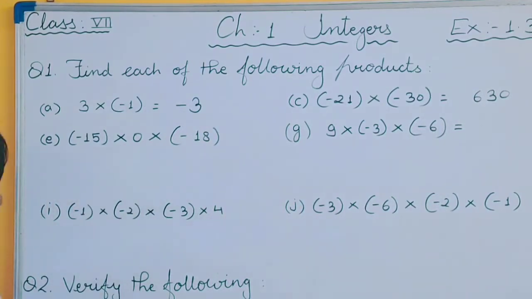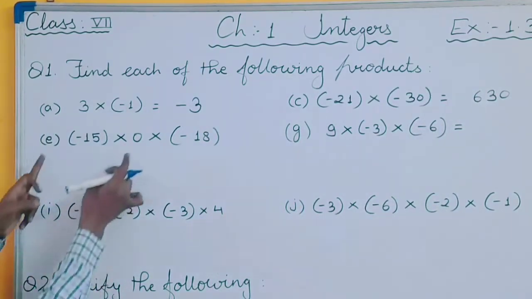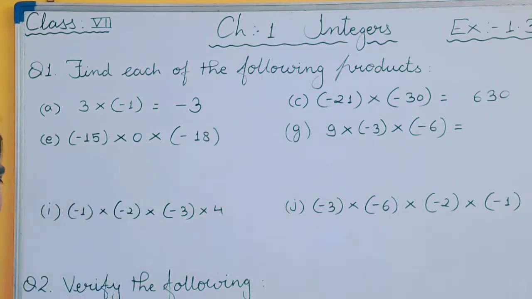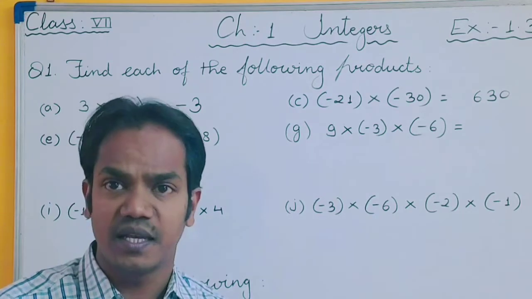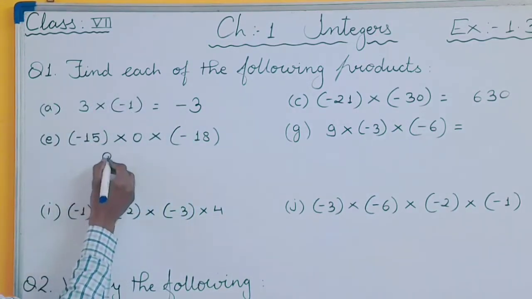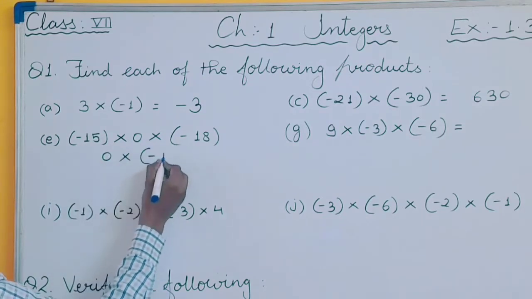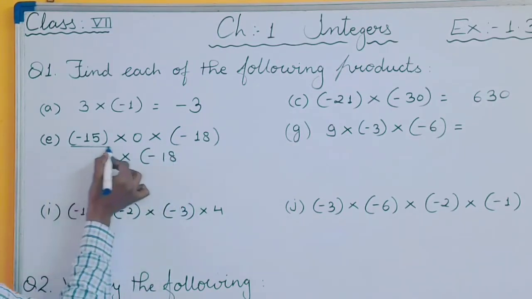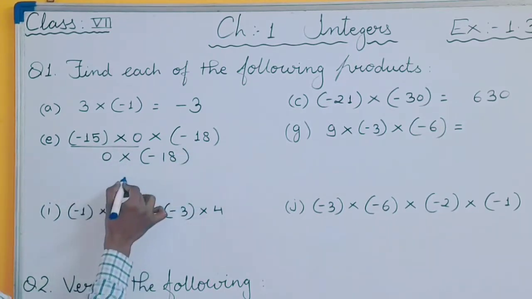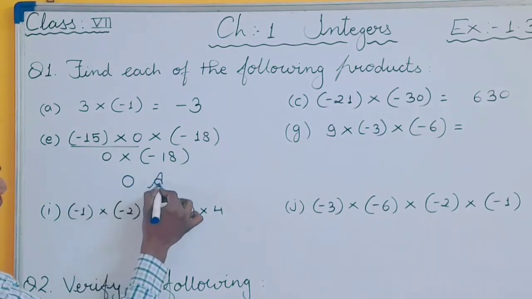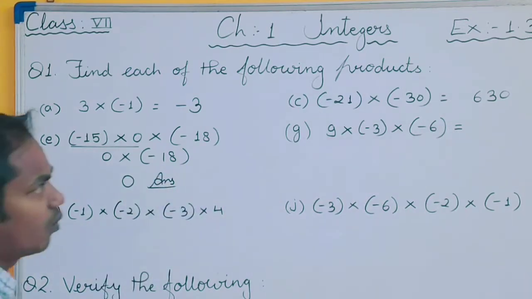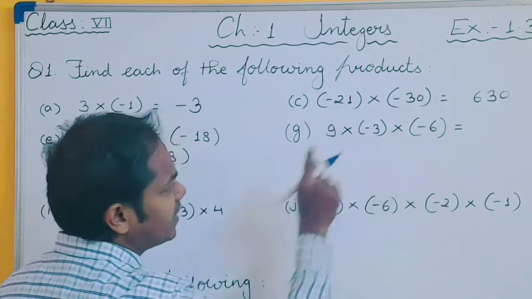Now here multiplication of 3 digits. So first multiply these two values. Whenever you multiply any value by 0, your answer is 0 only. So minus 15 multiplied by 0 is 0. 0 multiplied by minus 18. First I have multiplied these two values. And again 0 multiplied by minus 18 is 0. So your answer is 0.